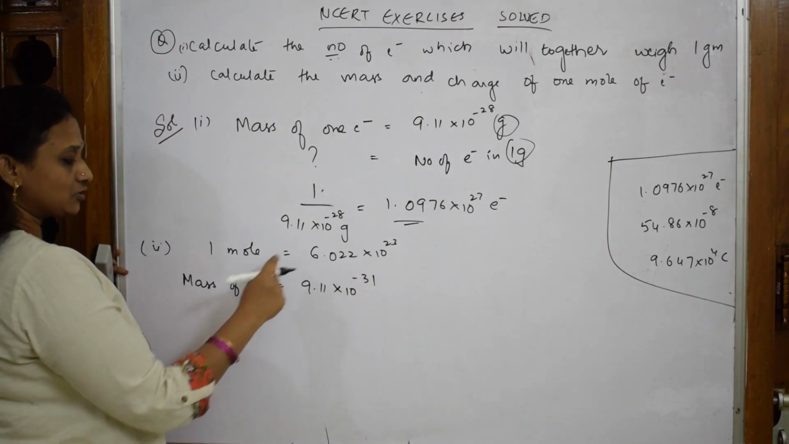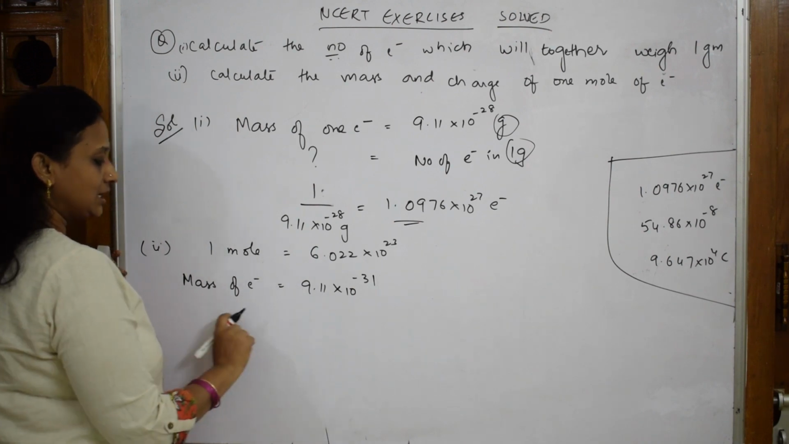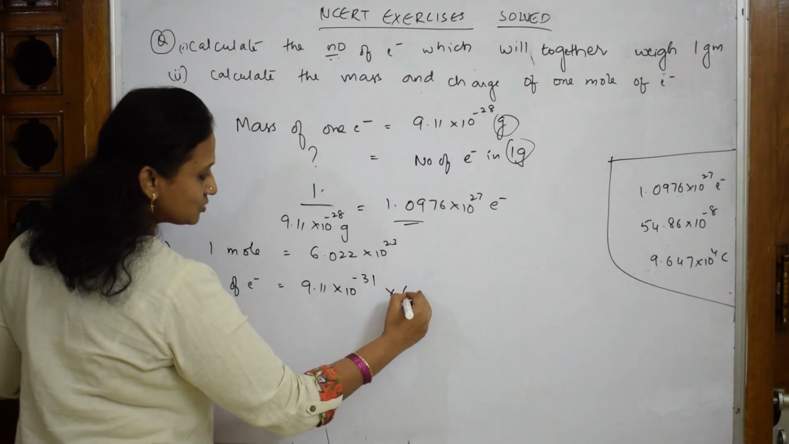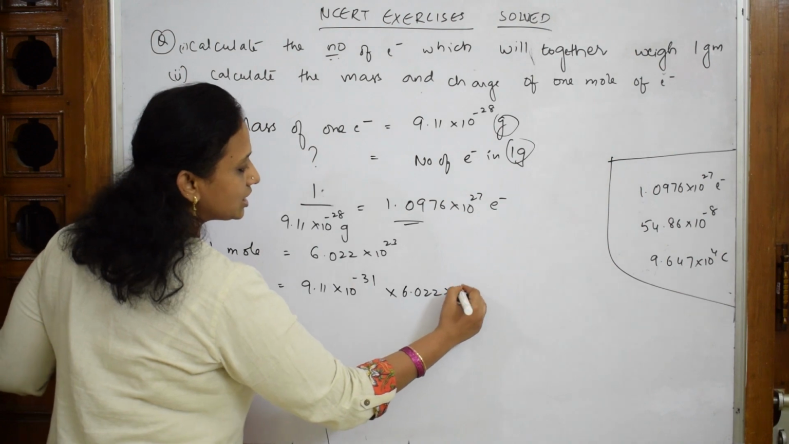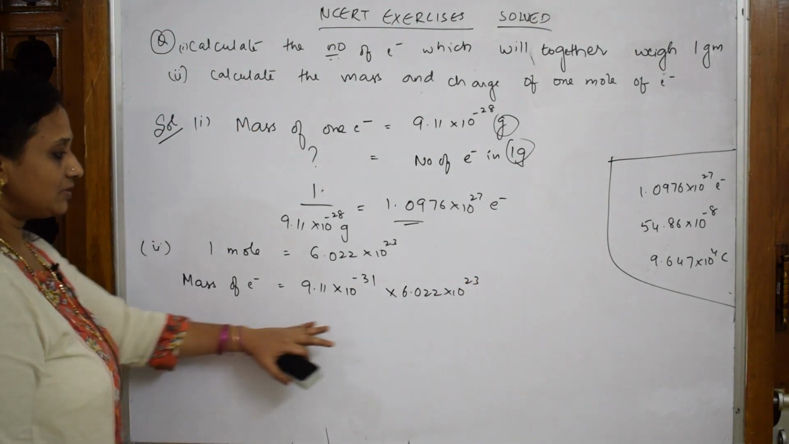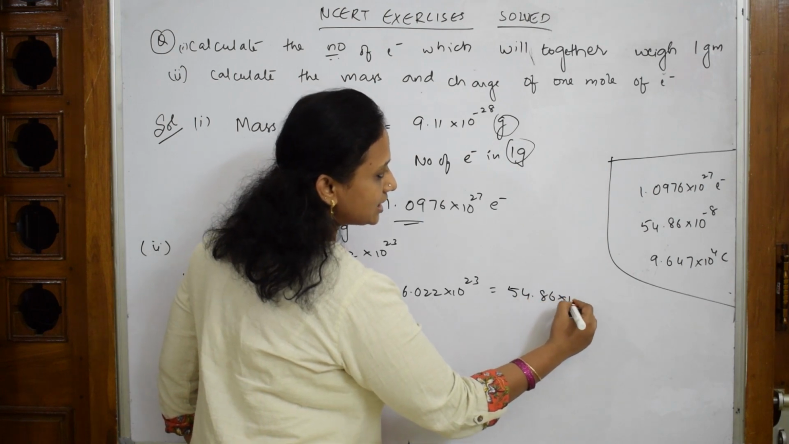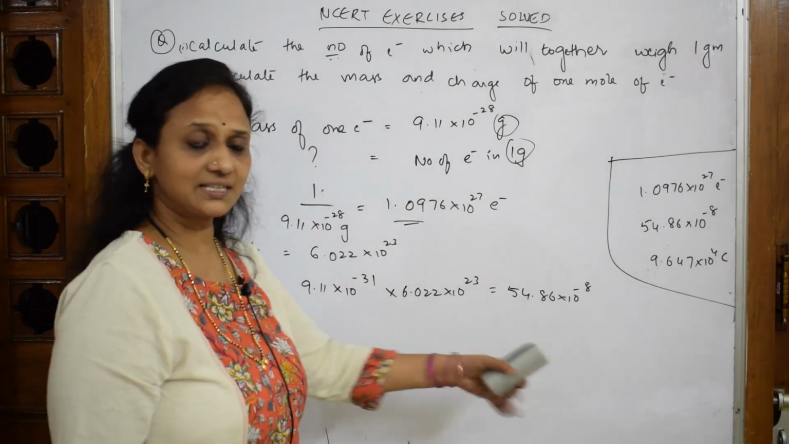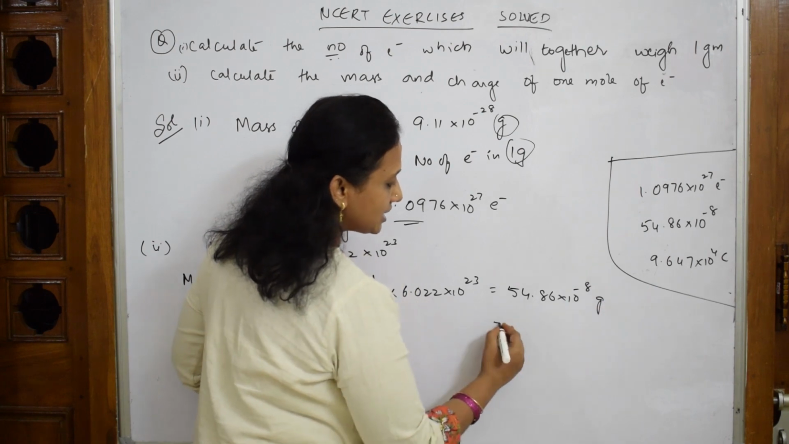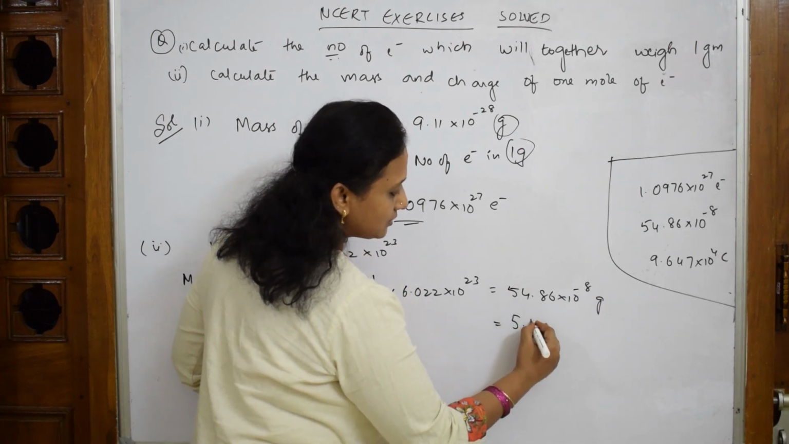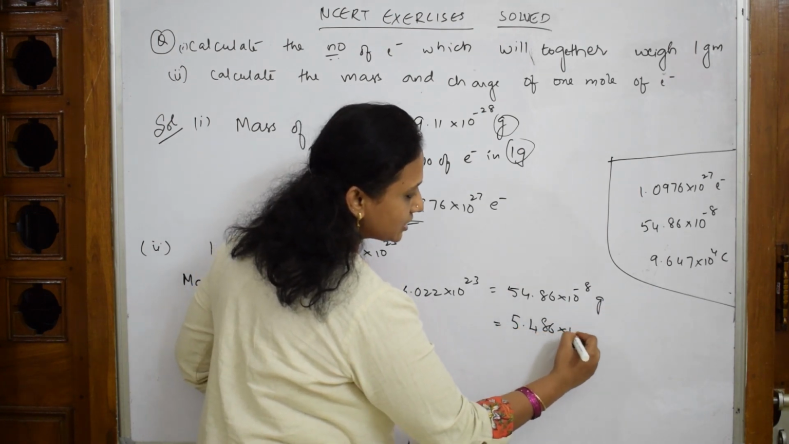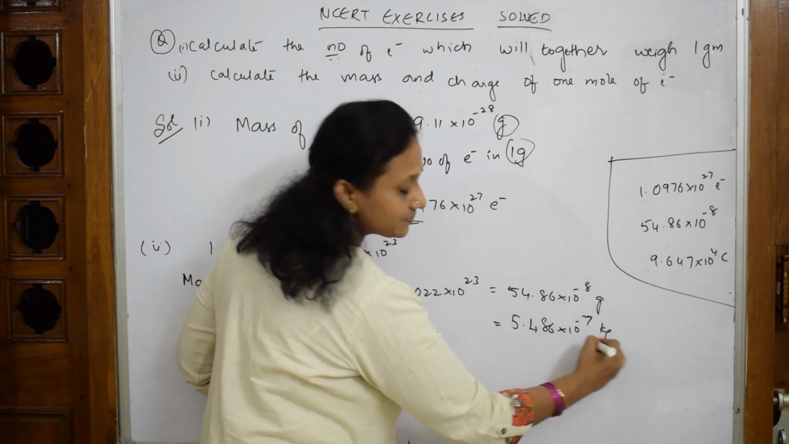So 1 mole of electron means, in 1 mole, how many are there, into 6.022 into 10 raised to the power of 23. When I solve this, I get an answer of 54.86 into 10 raised to the power of minus 8. That's in grams. If I have to convert it into kg, shift the decimal, 5.486 into 10 raised to the power of minus 7 kg.